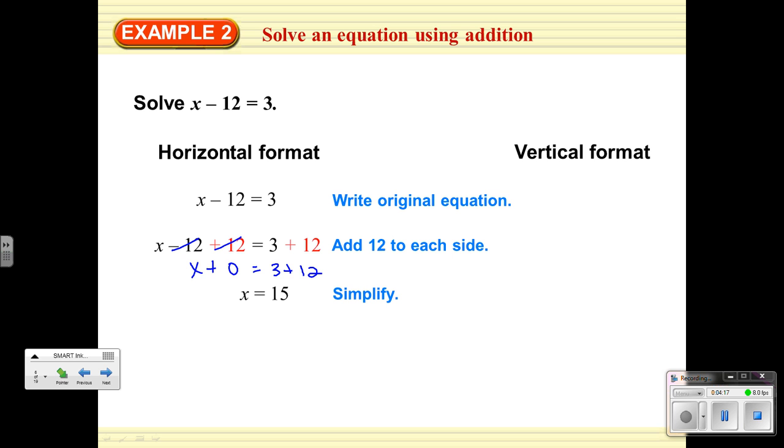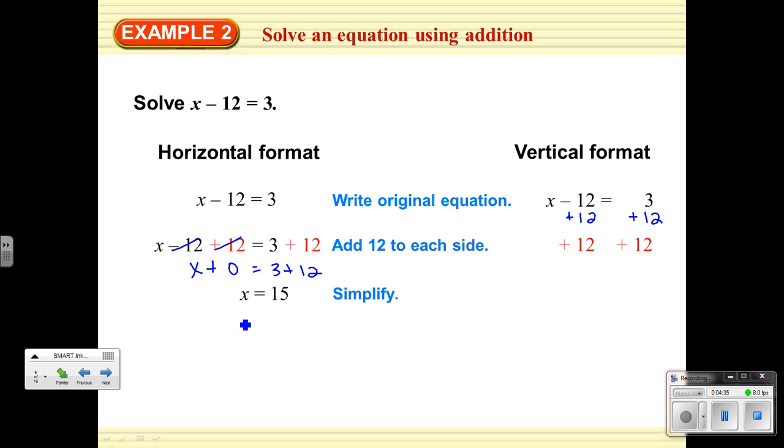But here's the vertical format. I prefer this. I prefer the negative 12 and the positive 12, and I usually put it a lot closer. I write it like this, right up next to the like term that it would go with. And negative 12 and positive 12 add to 0.